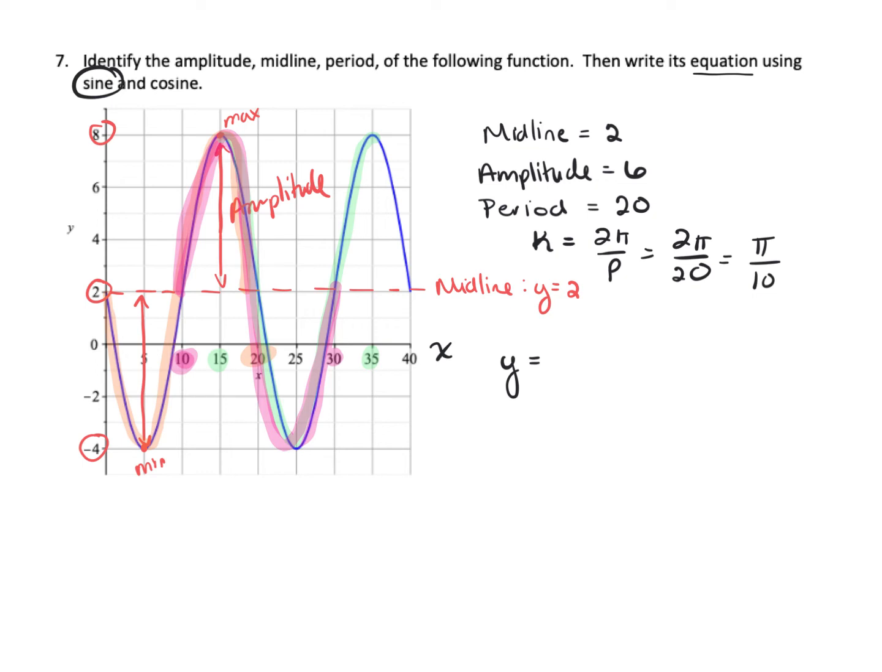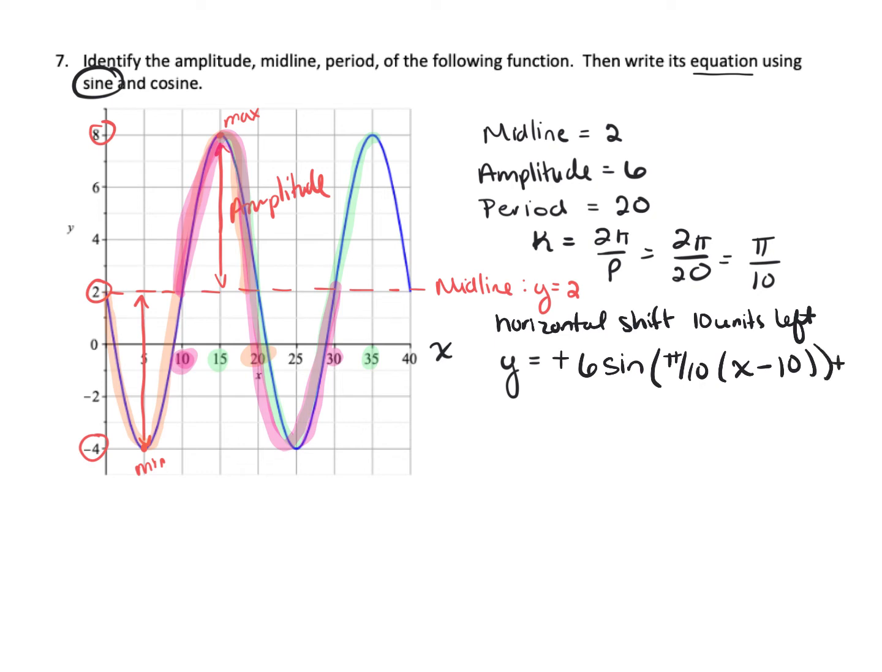So putting all the pieces together, if I write a positive sine function, so I'll put the positive sign here, we're going to have a horizontal shift of 10 units left. Okay, let's write the equation. Let's put everything together. The amplitude is 6. I'm using positive sine. I need my k value, pi over 10 times x minus 10 units, plus my midline, 2. So this is one equation that you can write that is a sine function.